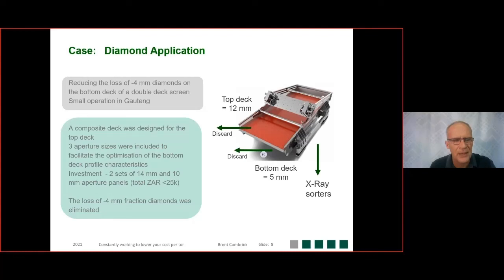So very application specific. This change was less than 25,000 Rand to change those panels, and this customer was certainly very happy after this change. And as the saying goes, happy wife, happy life. And in this case, for us, happy customer equals Multotec salary at the end of the month. That is our job, to keep our customers happy and to add value.